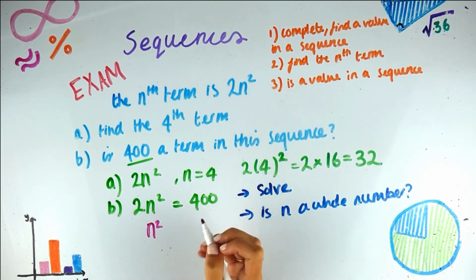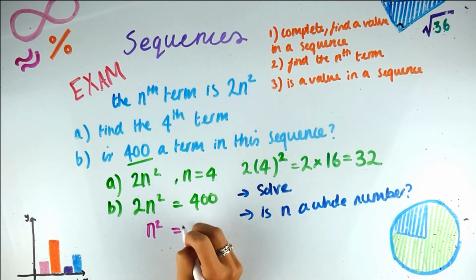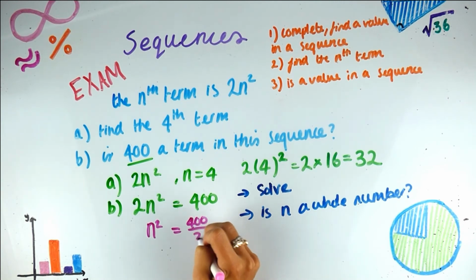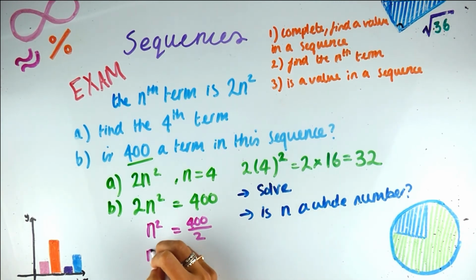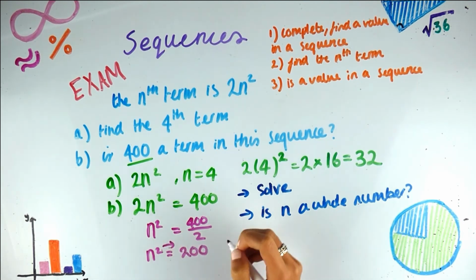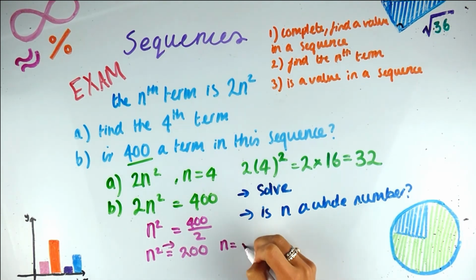So here, we've made our sequence equal the term. So now we're going to take the 2 over and do 400 divided by 2, because it's multiply on this side. We take it over here and it becomes divide. So n squared equals 200. So if it's squared on this side, you do the inverse operation when you take it over. And the inverse operation of squared is square root of 200.